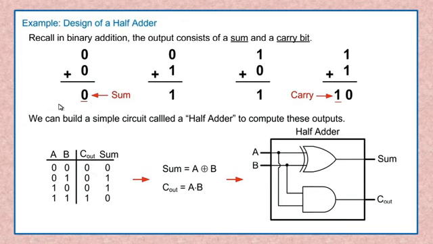This is the truth table and these are four cases. Is that clear, student?